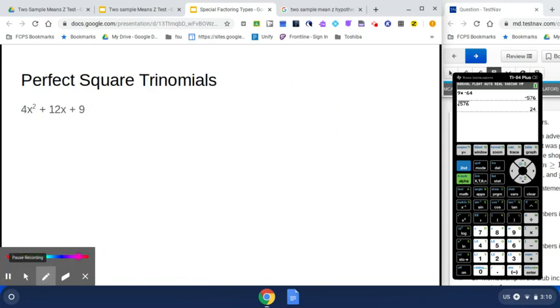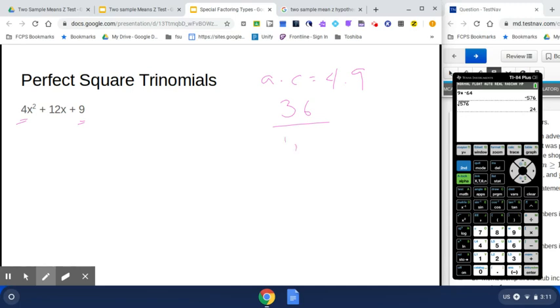Okay, the other type of special factoring that we're going to look at today is called perfect square trinomials. So notice we have a trinomial already. So at this point, I'm just going to multiply a times c. If I multiply a times c, the lead coefficient is 4 times the constant is 9. 4 times 9 gives me 36. I'm going to list out those factors of 36.